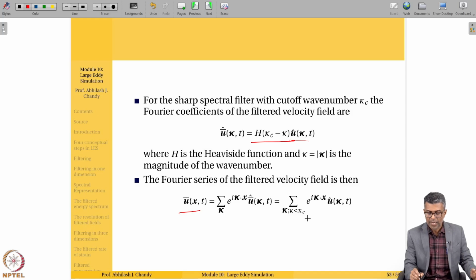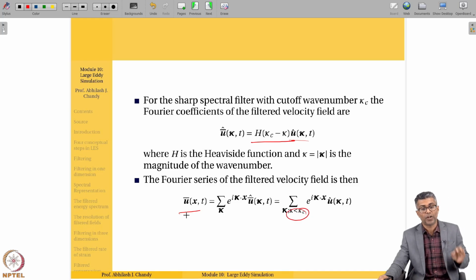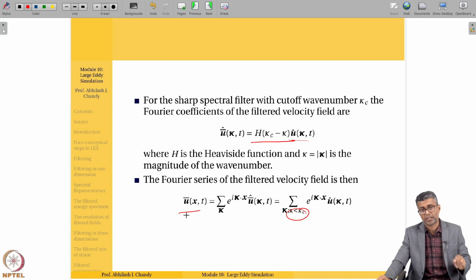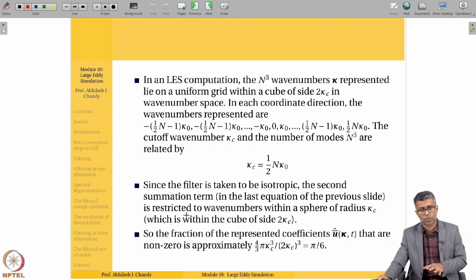Or in other words, it is a summation. Now the summation is only till kappa c, and you have e to the i kappa dot x u hat of kappa comma t. Isn't it? That becomes your filtered velocity field. So this is how the filtered velocity field is defined in terms of the Fourier series. Now your summation is only till kappa c, not for the entire kappa, isn't it? We have seen this before.